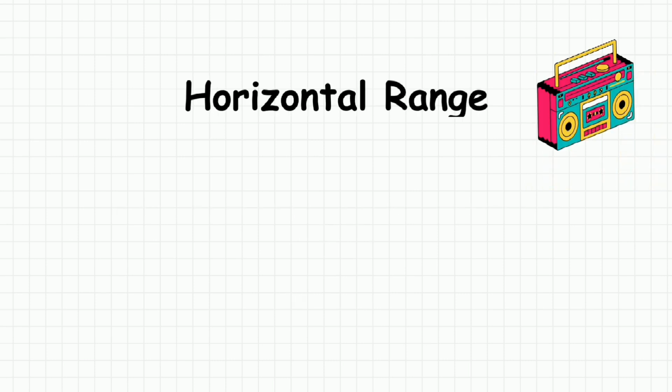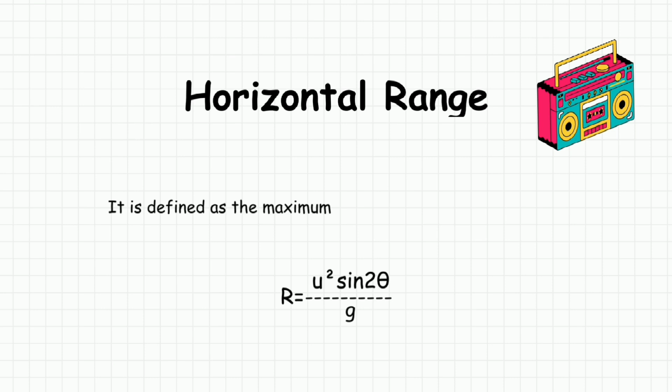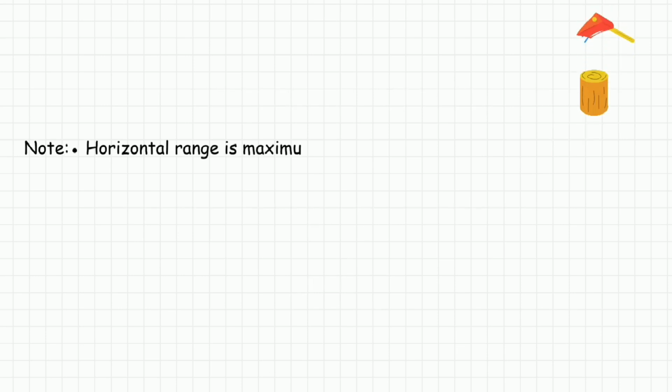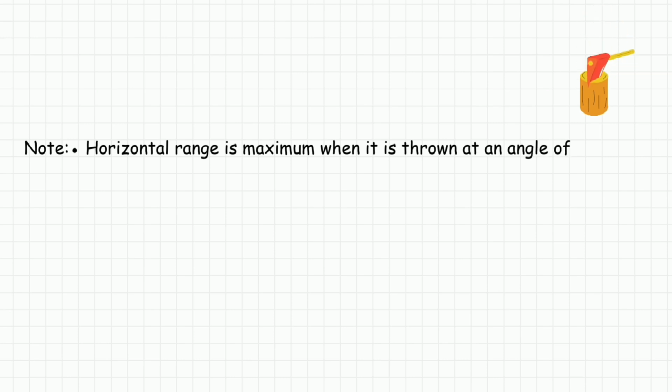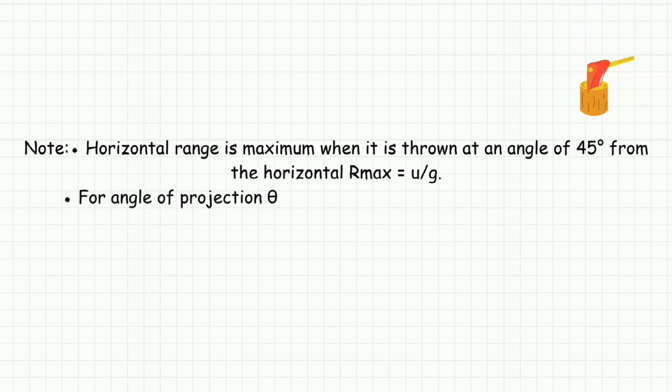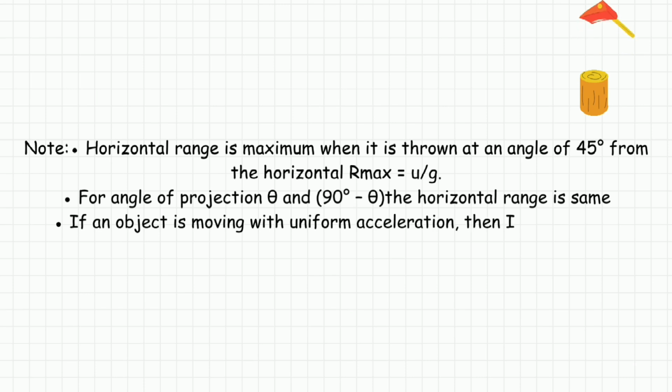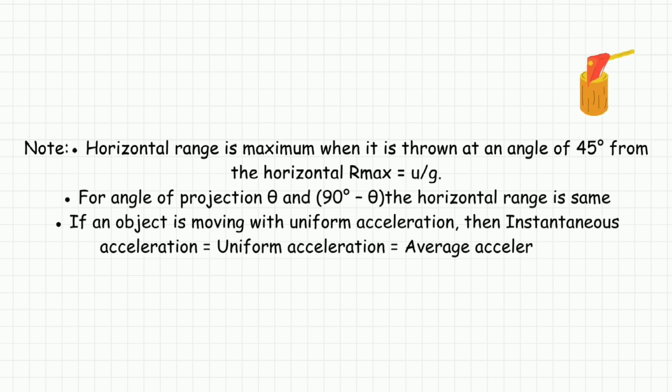Horizontal range. It is defined as the maximum distance covered in the horizontal direction. R equals u² sin 2 theta by g. Note, horizontal range is maximum when it is thrown at an angle of 45 degrees from the horizontal. R max equals u²/g. For angles of projection theta and 90 degrees minus theta, the horizontal range is the same. If an object is moving with uniform acceleration, then instantaneous acceleration equals uniform acceleration equals average acceleration.